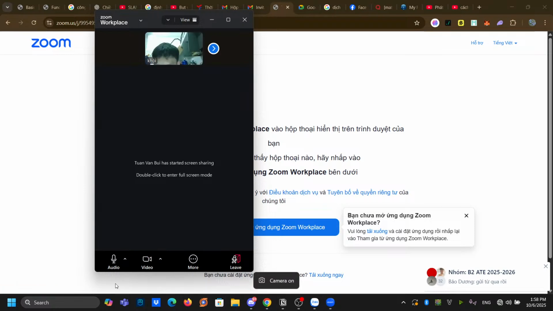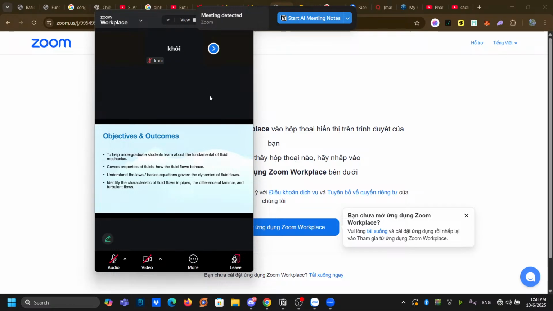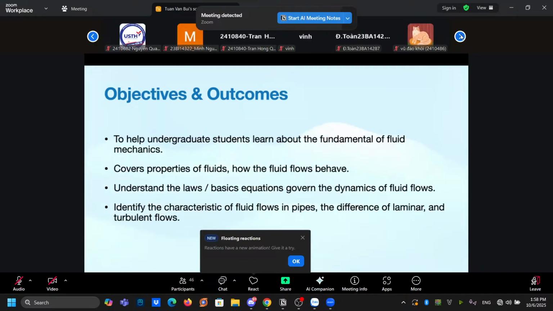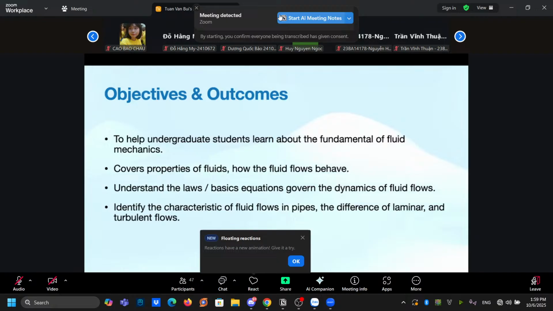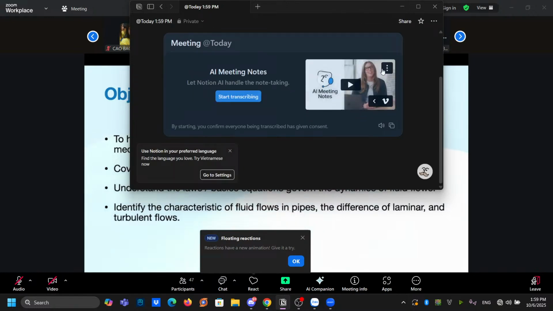and able to identify the characteristic of fluid flow in pipes. For example, at home we have the water system where different pipes are connected to a water tank, let's say, on the top of the building, on the top of the house or the apartment. So we will learn about how the flow in the pipe behaves in laminar and turbulent flows.